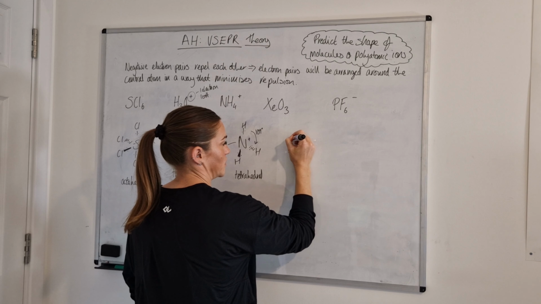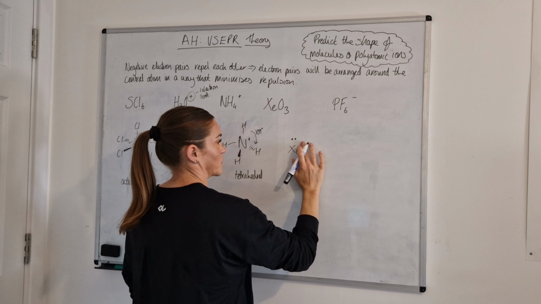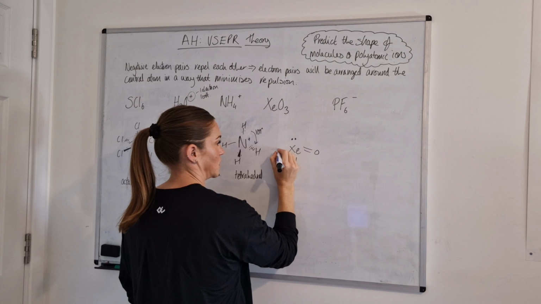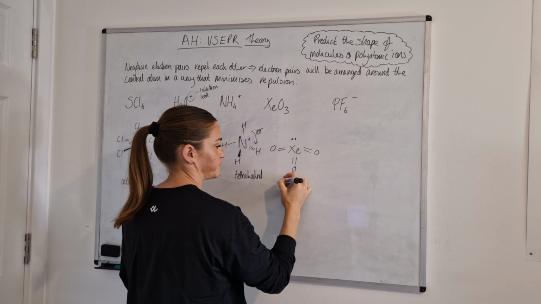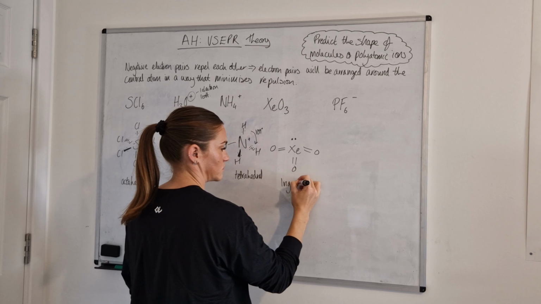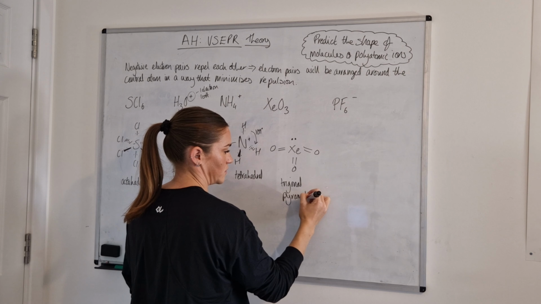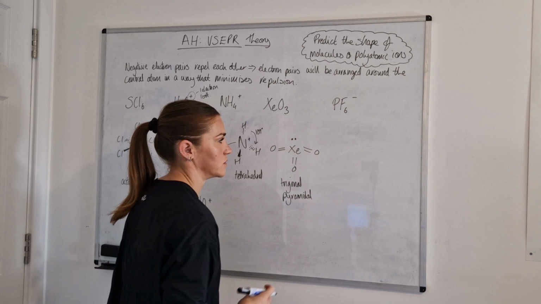if the lone pair is up here repelling, it is going to end up with a trigonal pyramidal type structure in order to minimize the repulsion. Okay.